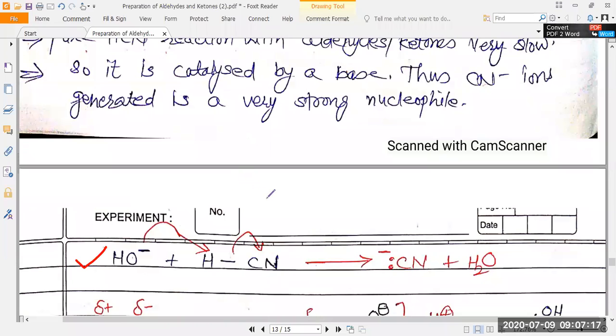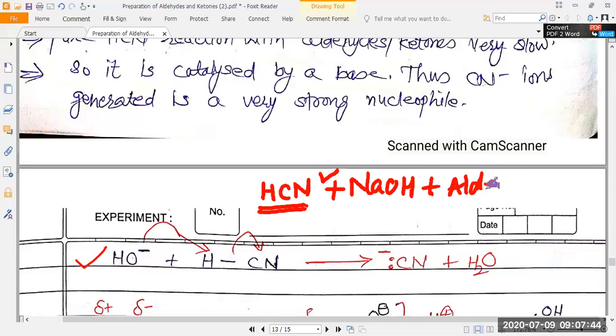So what is the nucleophile when HCN reacts with aldehyde? HCN is a weak nucleophile. To become a strong nucleophile, we add some base to this HCN. Then we react this nucleophile with the aldehyde and ketone.